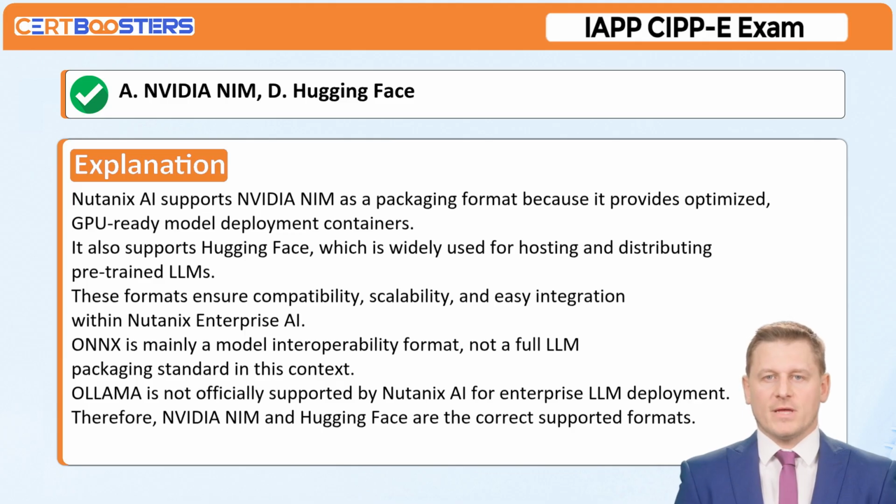Explanation. Nutanix AI supports NVIDIA NIM as a packaging format because it provides optimized, GPU-ready model deployment containers. It also supports Hugging Face, which is widely used for hosting and distributing pre-trained LLMs. These formats ensure compatibility, scalability, and easy integration within Nutanix Enterprise AI. ONNX is mainly a model interoperability format, not a full LLM packaging standard in this context. Ollama is not officially supported by Nutanix AI for enterprise LLM deployment. Therefore, NVIDIA NIM and Hugging Face are the correct supported formats.